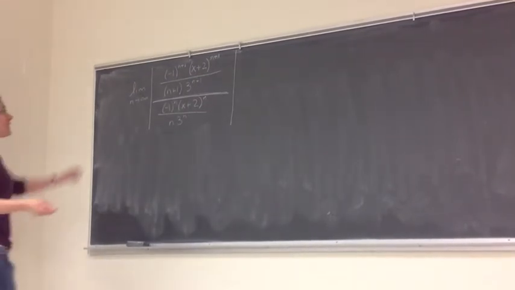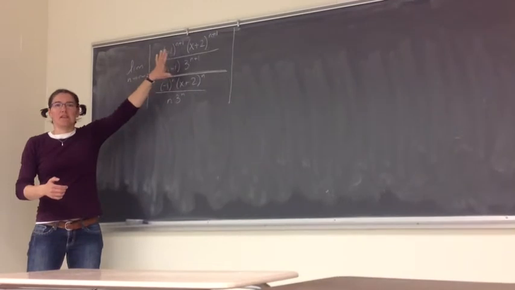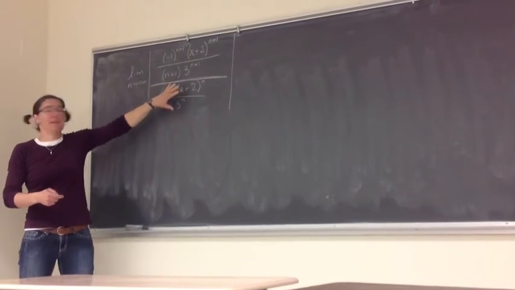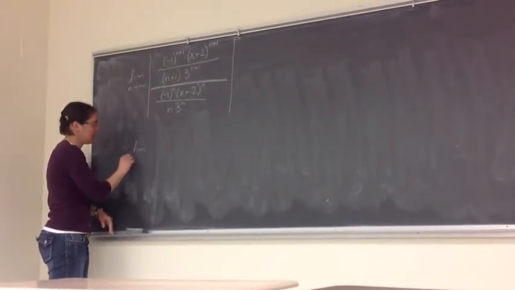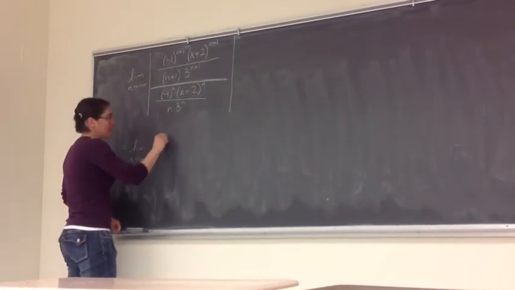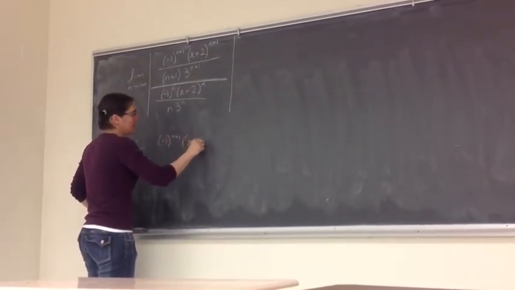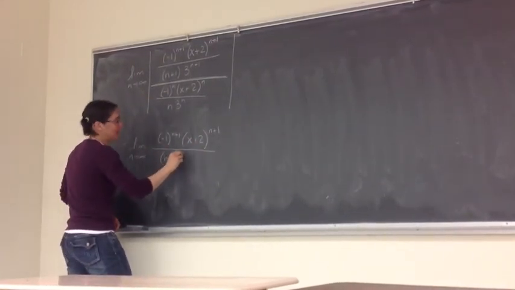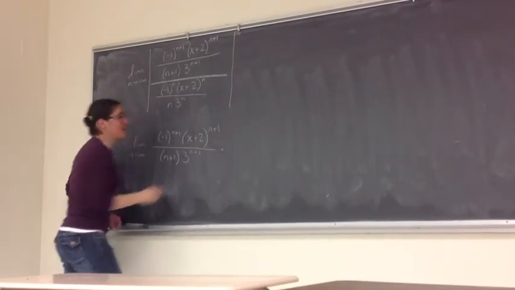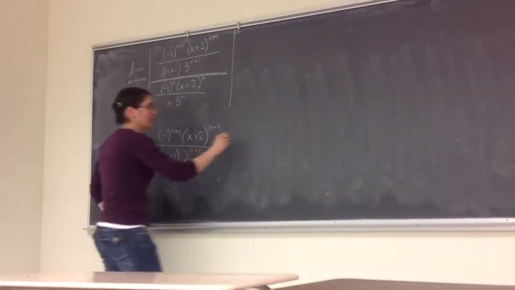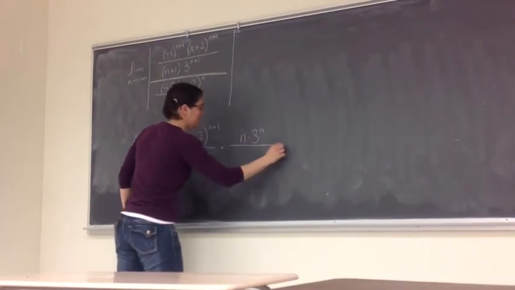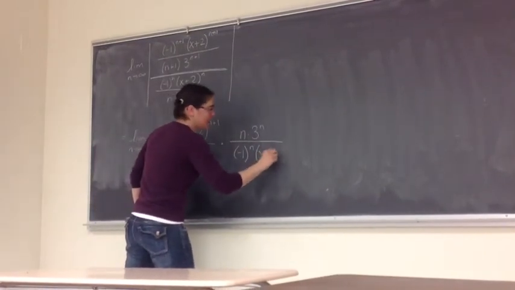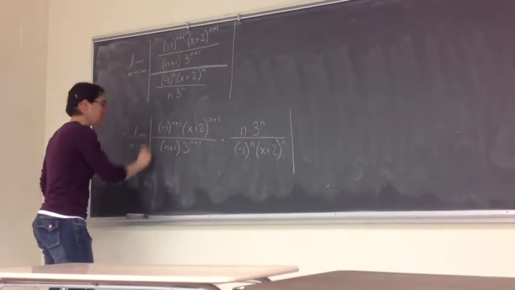Are there any questions about setting that up? Okay. So after I've set this up, I don't really need to necessarily write this very first line, because as soon as I write this down, I'm immediately going to multiply by the reciprocal of my denominator. So my next line is going to look like the limit as n goes to infinity of negative 1 to the n plus 1 times x plus 2 to the n plus 1 divided by n plus 1 times 3 to the n plus 1, times the reciprocal of this bottom part, so times n times 3 to the n over negative 1 to the n times x plus 2 to the n. And I still have my absolute value bars.